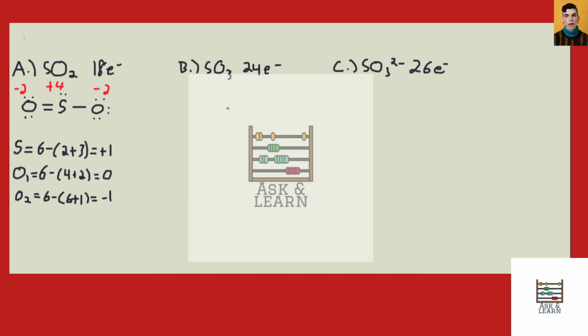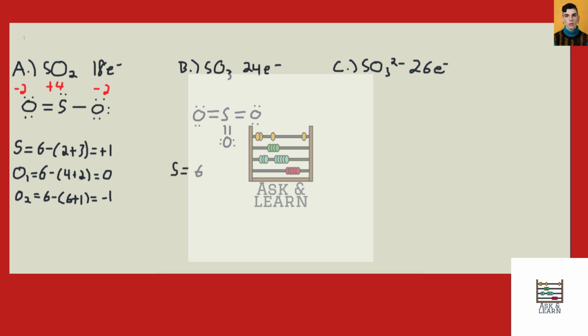So let's do it like this. Now let's count the number of electron pairs: 1, 2, 3, 4, 5, 6, 7, 8, 9, 10, 11, 12. So this is the correct structure. Let's look at the formal charges.